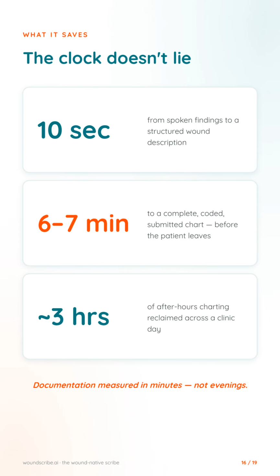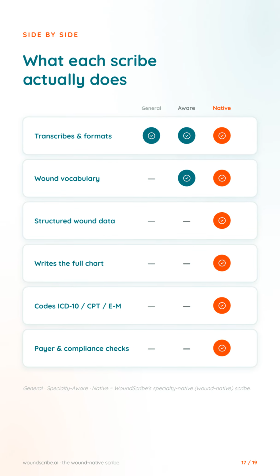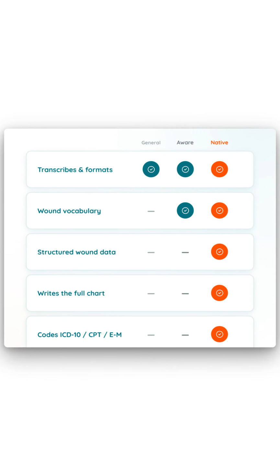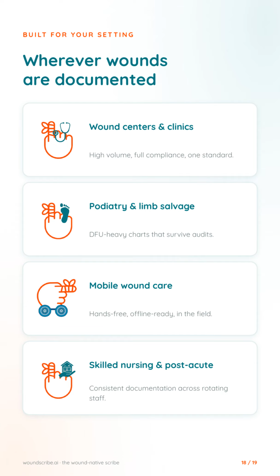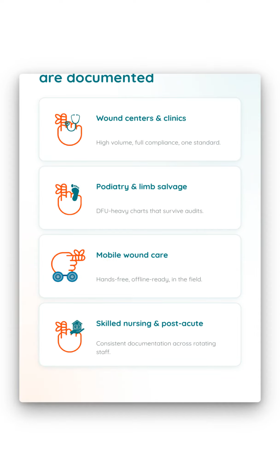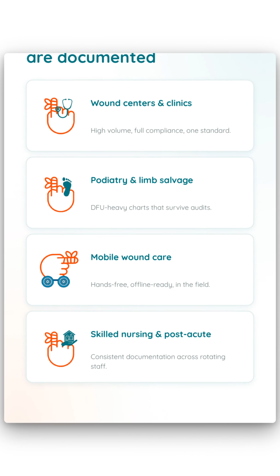Side by side, here's what each tier of scribe actually does. All 3 transcribe and format, and the last 2 know wound vocabulary, but only native produces structured wound data. And only native writes the full chart, codes ICD-10, CPT, and EM, and runs payer and compliance checks before sign-off. It lands hardest wherever wounds are documented: wound centers and clinics, podiatry and limb salvage, mobile wound care, and skilled nursing. High volume, high scrutiny, and rotating staff.